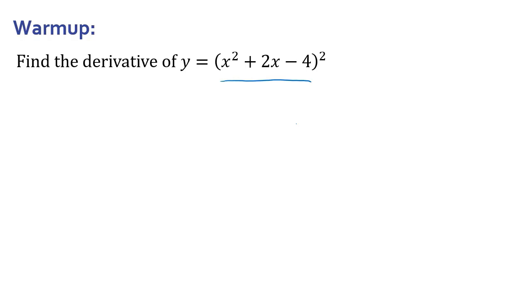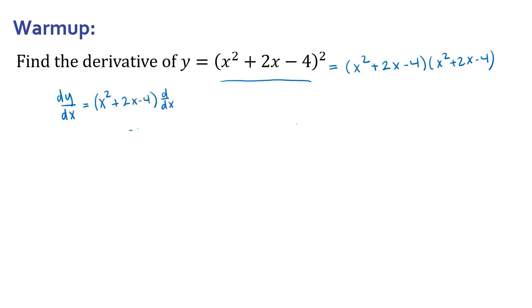If I'm using the product rule, I'm going to write this expanded out. This is x squared plus 2x minus 4 times x squared plus 2x minus 4. Finding the derivative of the function y with respect to x, that's going to give us the first function times the derivative of the second, plus the second function times the derivative of the first.